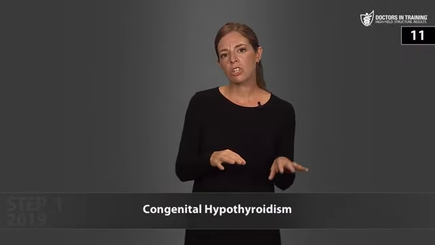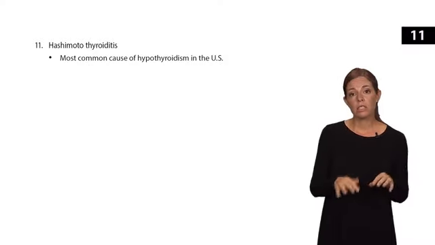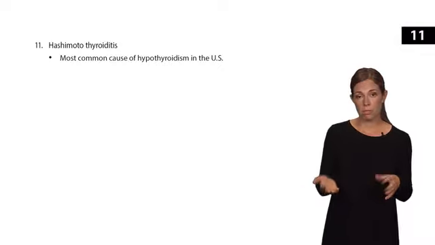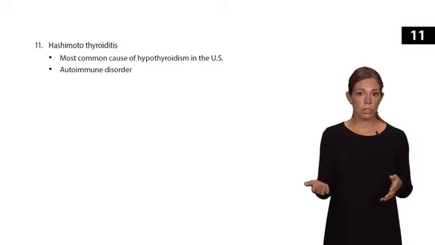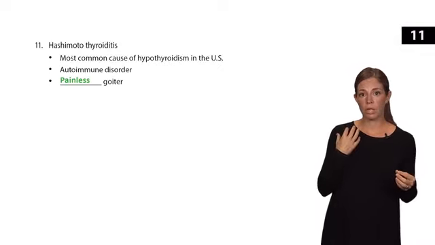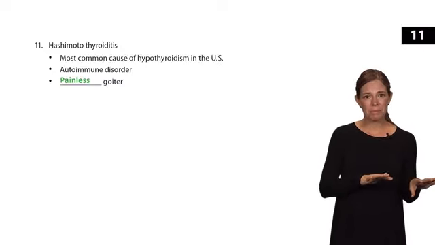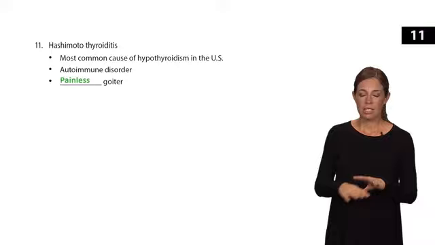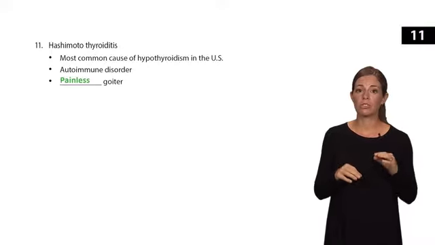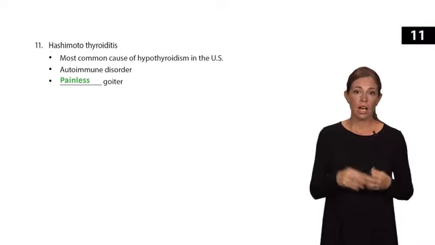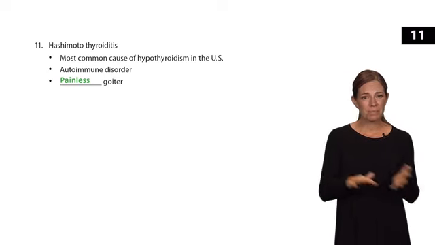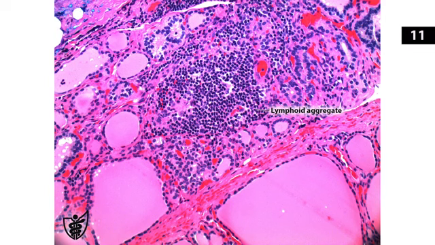Okay, next let's talk about Hashimoto's thyroiditis. This is the most common cause of hypothyroidism in the U.S. It's an autoimmune disorder and is associated with a painless goiter. Let me say that again. Hashimoto's is hypothyroidism with painless goiter. This will come up on a question somewhere, and you certainly will see it clinically one day. Hashimoto's, hypothyroidism, painless goiter. So these patients get a dense infiltrate of lymphocytes into the thyroid gland that causes eventual destruction of all hormone production.